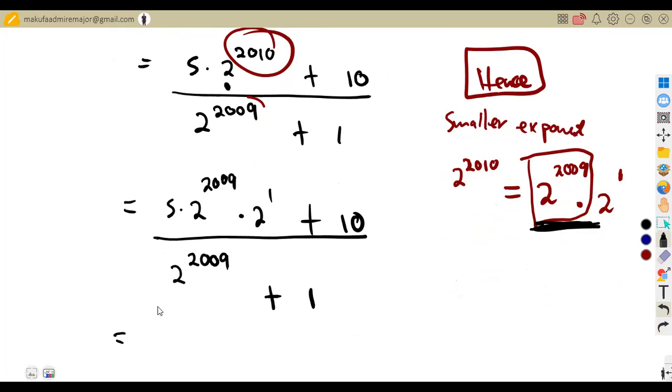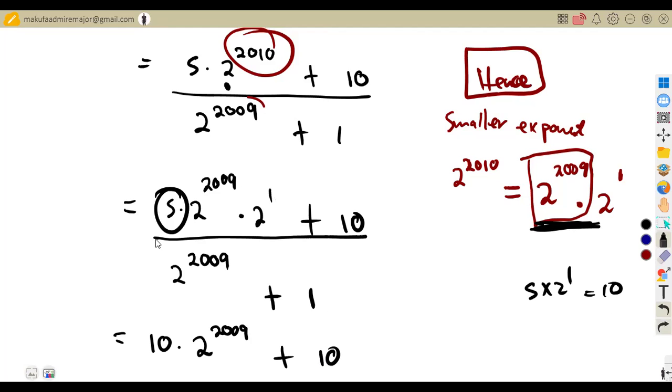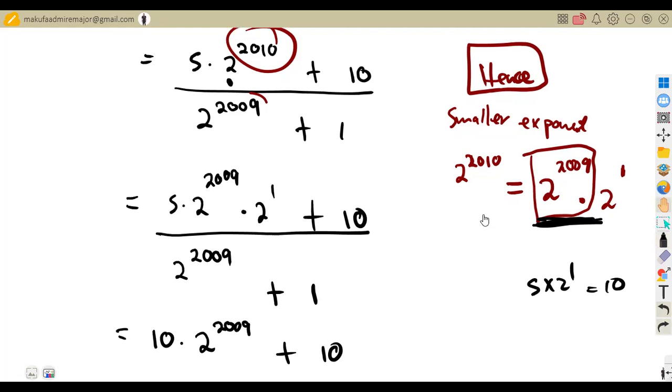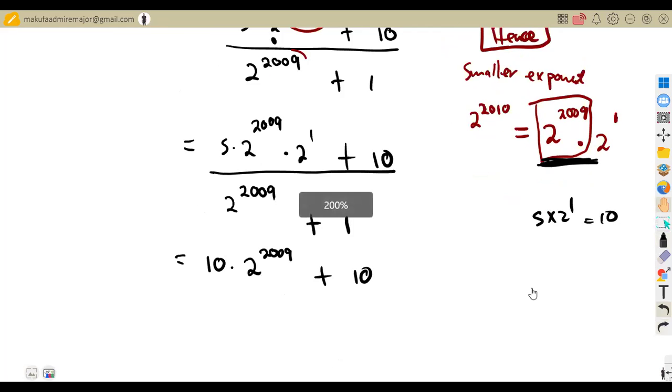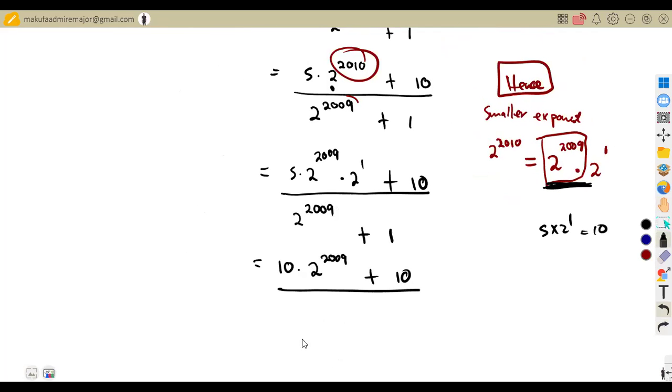You're going to see what is going to happen here. If we check properly, these two numbers can be simplified together. We can multiply 5 times 2 to the exponent of 1, which is simply 10. 5 times 2 is 10. So that's 10 times 2 to the exponent of 2009 plus 10. This 10 came from multiplying these two numbers. We are not supposed to simplify anything from there. All right, this here is over, so this is going to be over our denominator here, that is 2 to the exponent of 2009 plus 1.